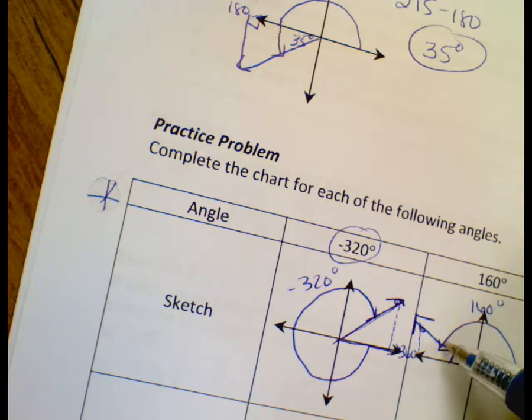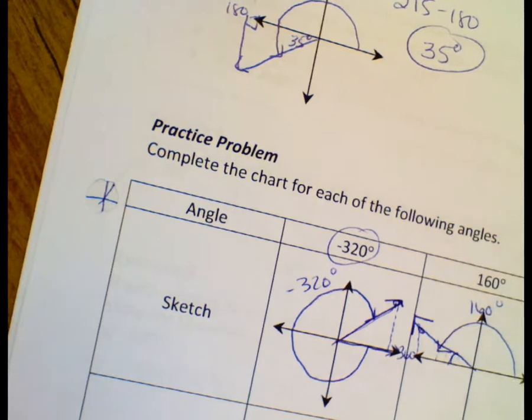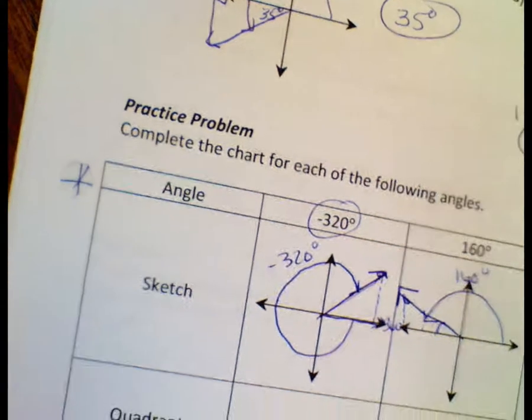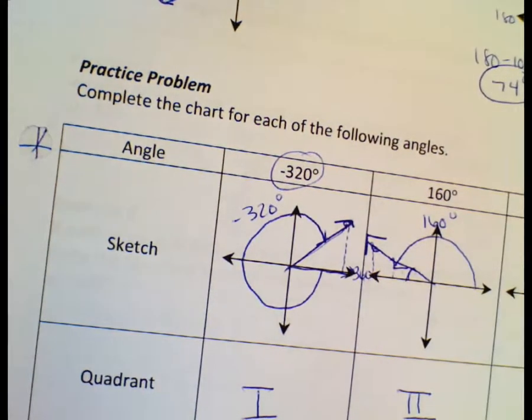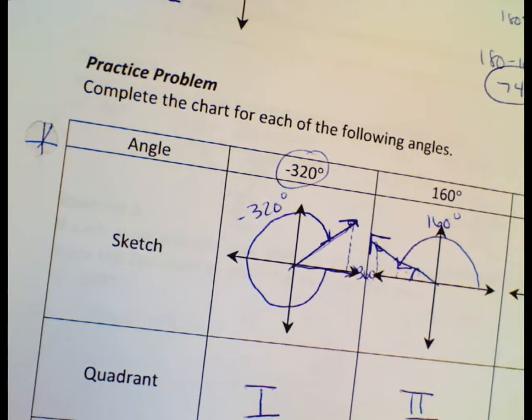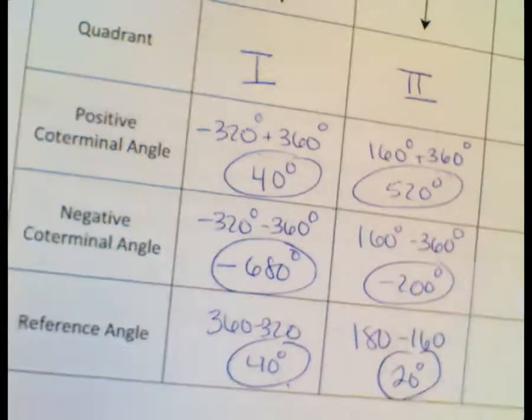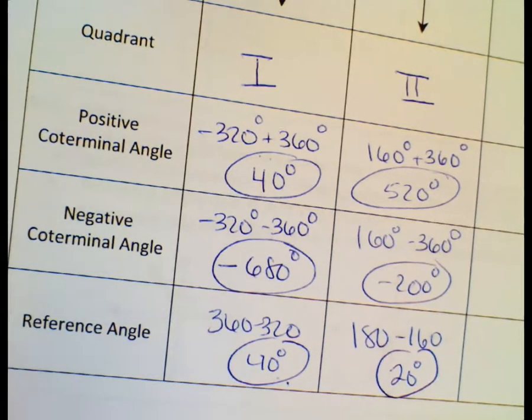If you're at 160, how many more degrees do you need to get to that x-axis? Hopefully you're saying 20, but the math of that is, since this x-axis is 180, you're going to take 180 minus 160 for 20 more degrees. It would take you 20 more degrees to get to that x-axis.